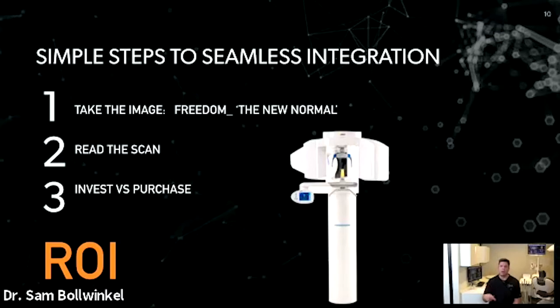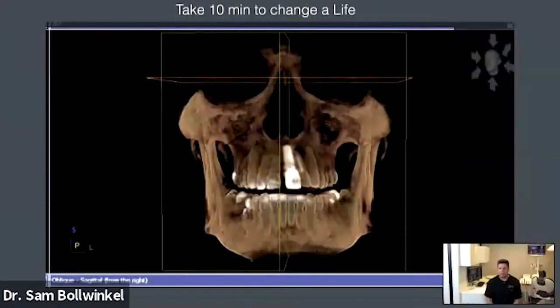That thing's always cranking and burning, because here's the deal. You already paid for it. You already bought it. It doesn't cost you any more to take an image. Take the image. Just start out. Get your team calibrated. Get trained. Understand what the new normal is. When you take that cone beam, 16 seconds, you're seeing more than you'll ever see in a full mouth series. And it's just going to open up your eyes. So let me show you what I'm talking about.